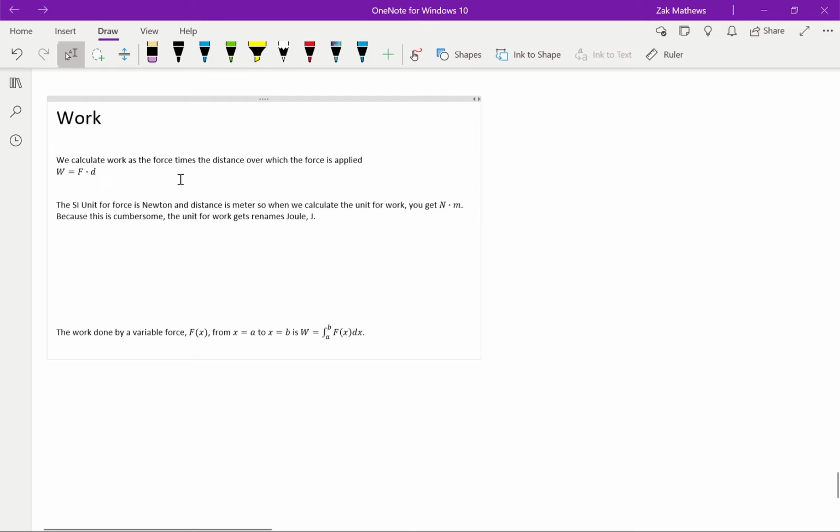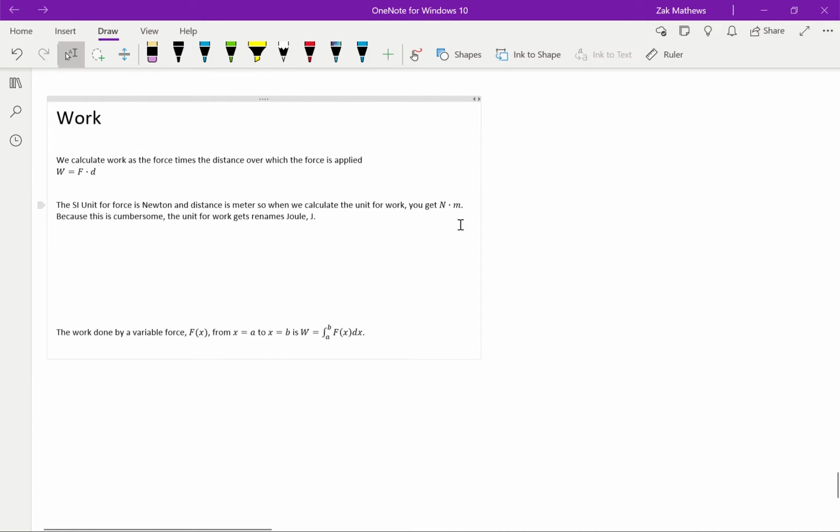We calculate work as the force times the distance over which the force is applied. So work is equal to F times d, where F is the force and d is the distance. The SI unit for force is Newton, and the distance is meter. So multiplying force times distance, we would get Newtons times meters, or Newton meters.